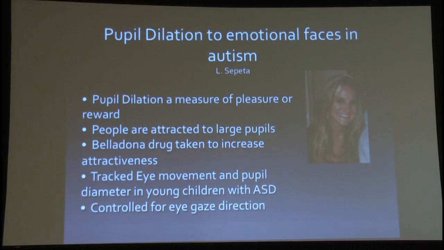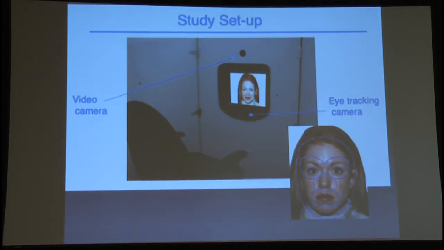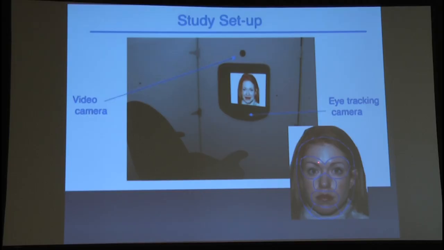So Lee looked at kids with autism and typically developing kids looking at faces, and she did it this way. And you can do this in very, very young children. So the moms would sit here with the babies on their lap, and they have a face like that, and the face would be either neutral, or smiling, or angry. And they have an eye tracker, so they have a video camera here and an eye tracking camera here, so that they can see where the child's eyes are looking. And you can find out what part of the face they're looking at. Then what you can do is pull out all the time periods where they're looking at the eyes, and then measure their pupil diameters with the camera, okay? So it's a really technically tricky thing to do.